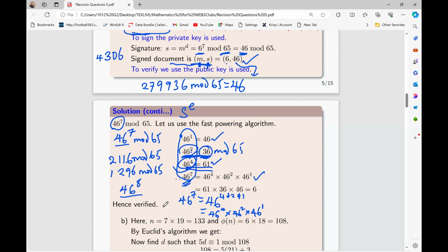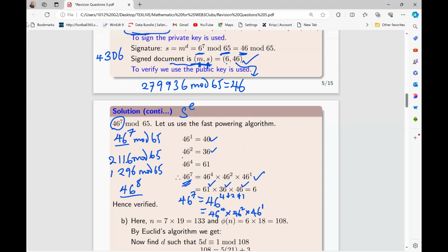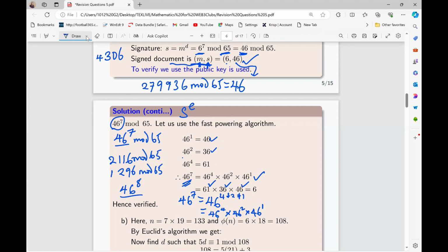So then what is 46 raised to 4? You go back to what you have. 46 raised to 4, we have it. It's 61. What about 46 raised to 2? We have it as 36. What about 46 raised to 1? We have it as 46. Let's multiply. And whatever we are doing here, we are doing it mod 65.